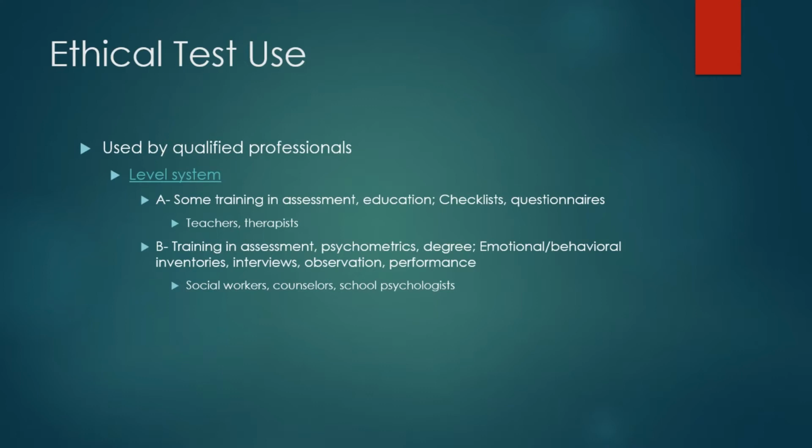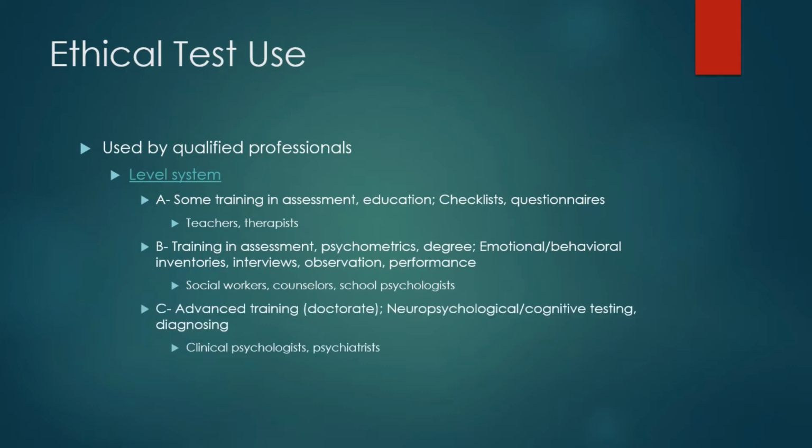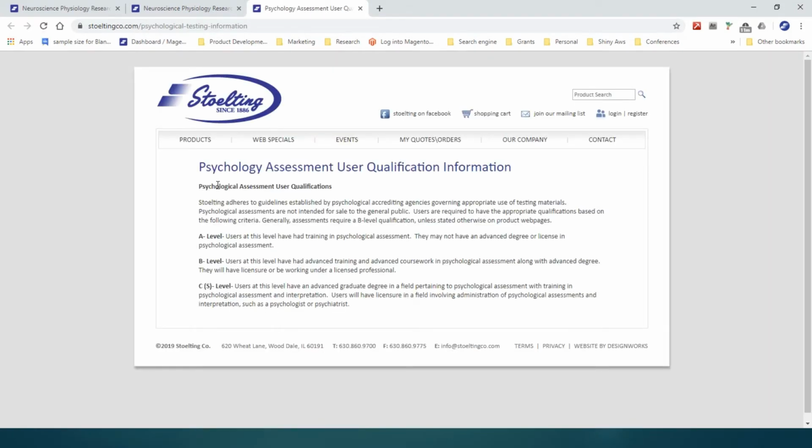Assessments such as these are emotional and behavioral inventories, interviews, observation, and some performance-based measures. Social workers, counselors, school psychologists are qualified to use these types of tests. Finally, the tests that require the most training, such as typically at the doctorate level, are neuropsychological and cognitive tests. And they are used for diagnosing and addressing underlying, more complicated issues. They're typically given by clinical psychologists or psychiatrists. Stoelting has all this information, the level descriptions, and the types of tests that can be used by those people on our website.